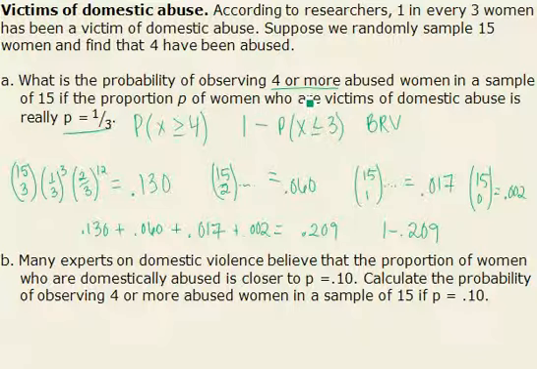Again, I took each of these probabilities, 3, 2, 1, and 0, added them up. Now 1 minus all those probabilities gives me about 0.791.